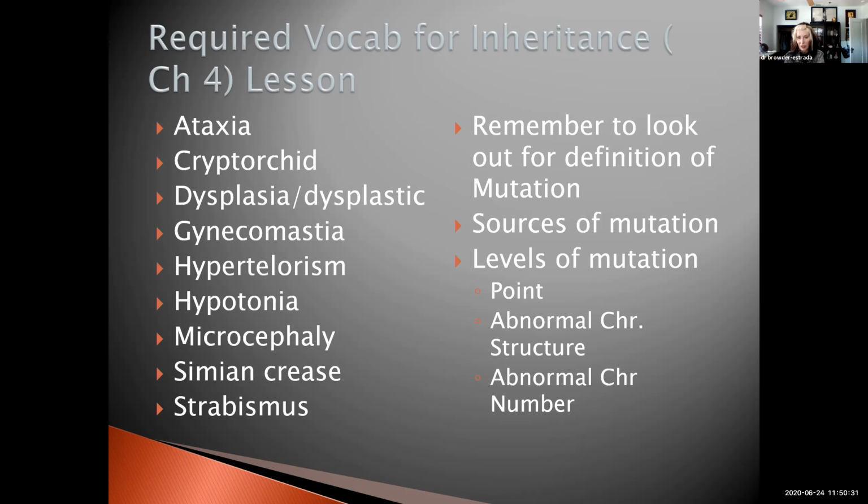And then levels of mutation. So today we're also going to take a look at the difference and definition of a point mutation with an example of a well-known genetic disorder or condition that's caused by a point mutation. Abnormal chromosome structure. We're going to look at 3 examples of abnormal chromosome structure and see what the outcome of that tends to be. And then the third one, abnormal chromosome number. When something much more major goes on and an individual has more chromosomes than is normal for their species or not enough chromosomes for their species.